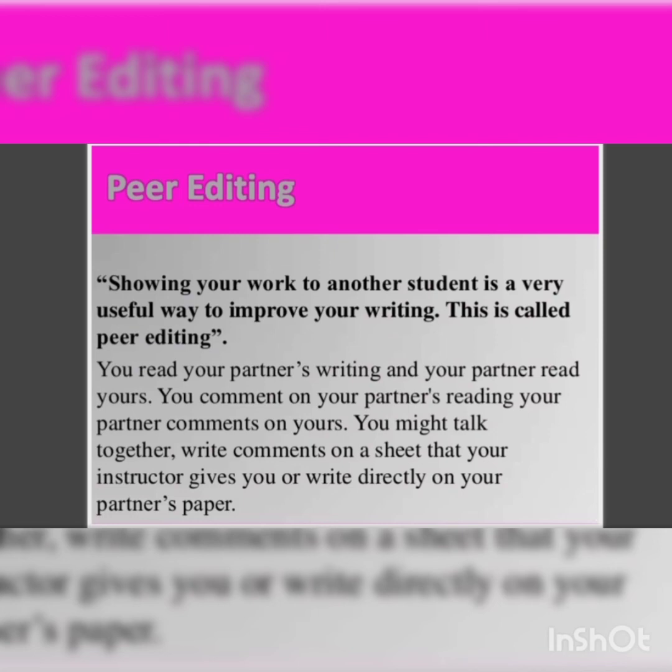Let's have a look. Showing your work to another student is a very useful way to improve your writing. This is called peer editing, and it also infuses a team spirit among you all, right? So you read your partner's writing and your partner reads yours. You comment on your partner's writing, and your partner comments on yours.